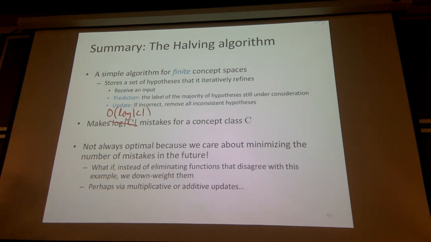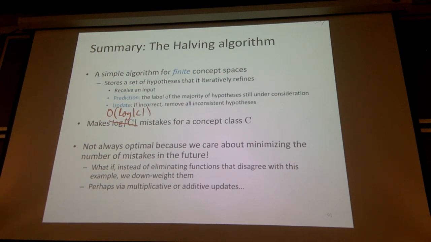I want you to, as an exercise, think about the number of mistakes halving will make if the concept class is all Boolean functions. In order to do that, you need to count how many Boolean functions there are, and you can ask whether halving is a mistake-bound algorithm for all Boolean functions. It turns out it's not always optimal because optimality requires minimizing the number of mistakes in the future.